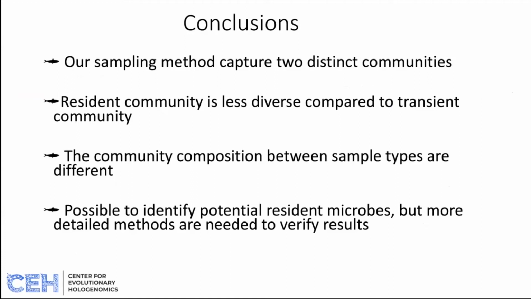So just to quickly sum up, our sampling method was able to capture these two distinct communities, even though it was a very simple method we used. And we found that the resident community was less diverse compared to the transient community, and the composition differed between these sample types. And also we could identify microbes that were potentially resident, but we need more detailed methods to verify these results.